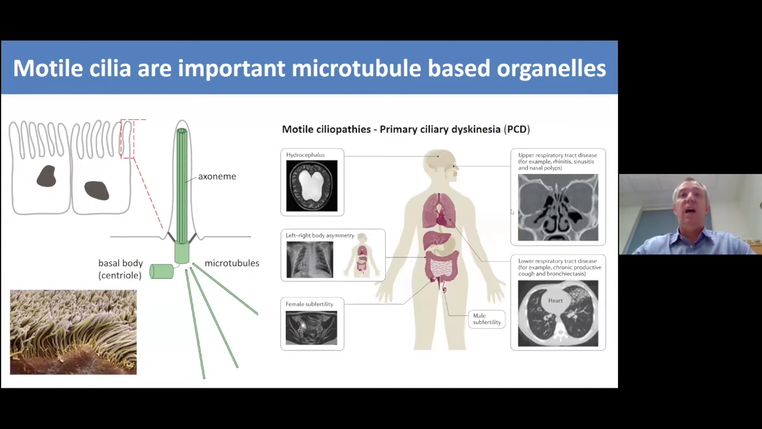And then perhaps the most important function day to day is clearing things from our lungs. So they're involved throughout our respiratory tract and are able to shift things like bacteria out of there and keep those clear. And problems in motile cilia and mutations in the components cause a number of different ciliopathies, of which PCD is one of the most common, which illustrates their importance.